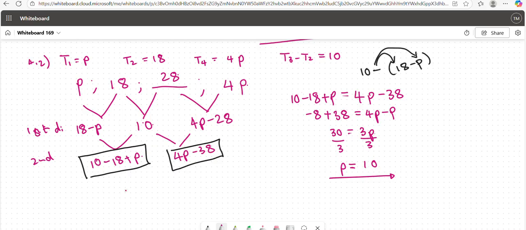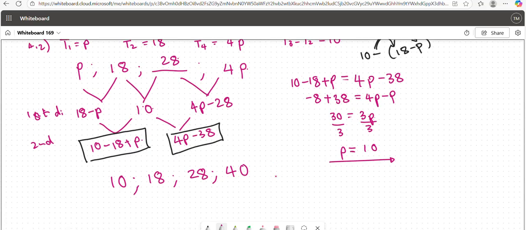So yeah, if you put it back into our pattern, it looks like 10, with the next guy being 18, with the next guy being 28, with the next guy being 4 times 10, which is 40. And there we go. Oh, finally we're done with patterns.